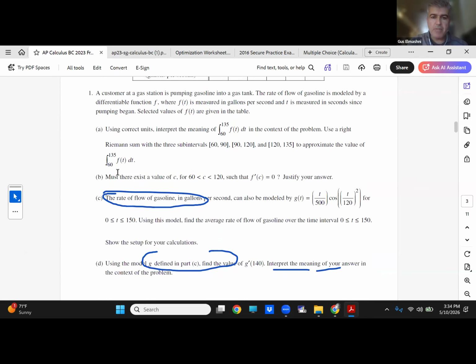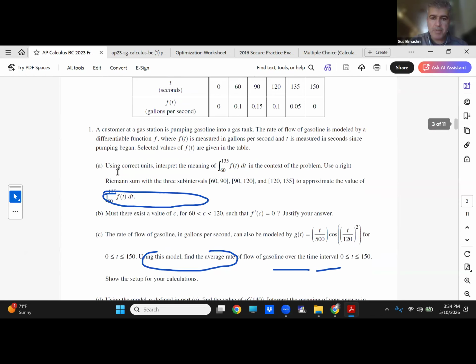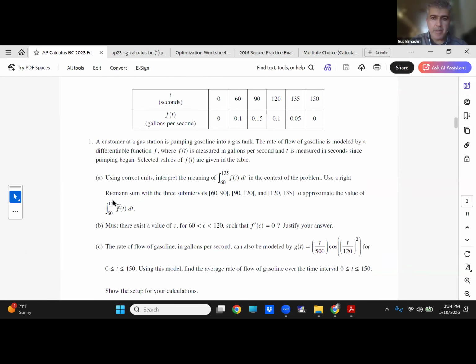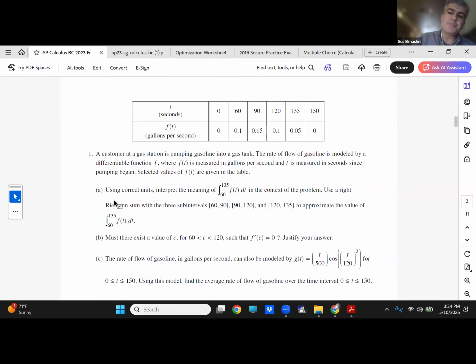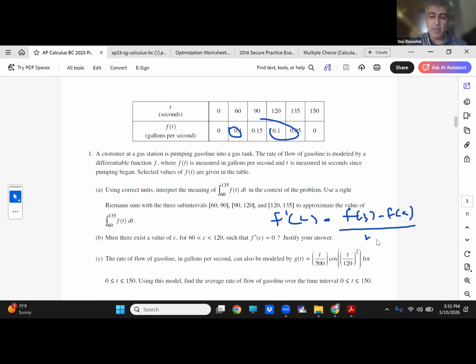Okay. Must there exist a value C such that f prime of C equals 0? So this is going to be MVT, the Mean Value Theorem, and you want to state that. And the answer is yes, because your average rate of change from 60 to 90, they have the same y-coordinate. So f prime of C has to equal f of b minus f of a over b minus a, as long as your function is differentiable and continuous on a closed interval. The open interval for the differentiability part.